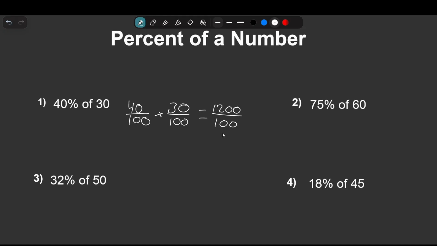And now we just have to simplify this fraction or take the whole numbers out. We're going to see how many times 100 fits into 1200. Well, exactly 12 times. So 12 will be our final answer of the first example. So this was the first example on how to do it with fractional form.